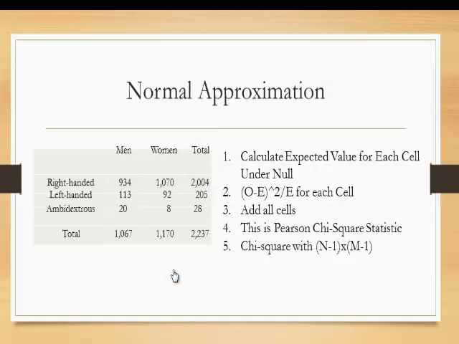So basically here is one example that we have men and women. This is survey data of 2,237 people, and the idea is to study if right-handedness and left-handedness is different by gender, or is it the same. So we find the survey has 934 right-handed men and 113 left-handed men and 20 ambidextrous, equally able to use both hands, right and left.